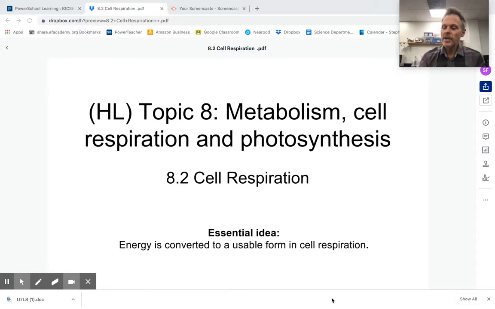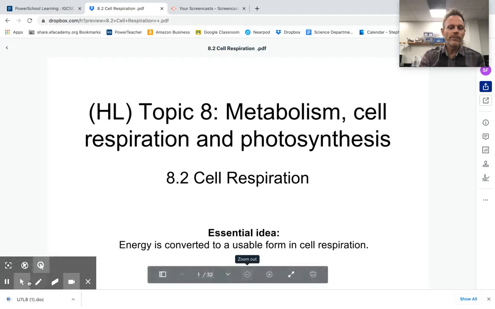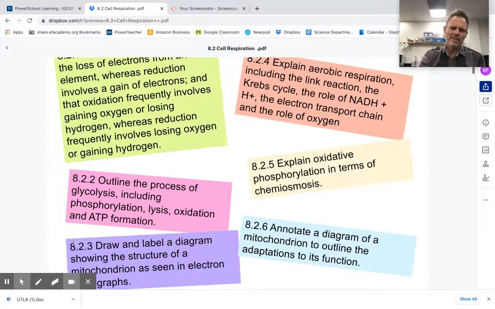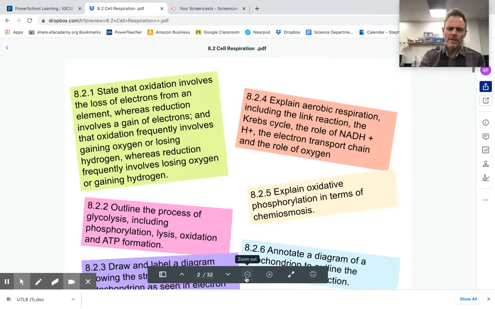Okay, time for the HL cell respiration. What we've been waiting for. It's actually not that terrible. I say that all the time. Like someone's really got to make me stop saying that.